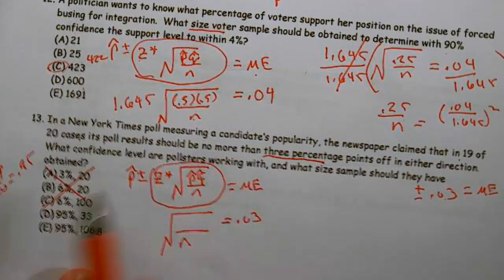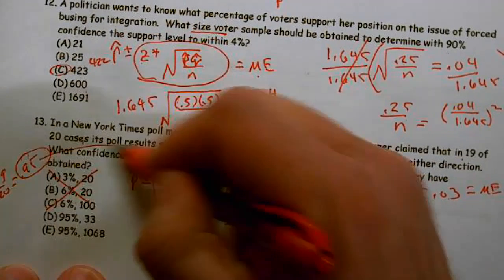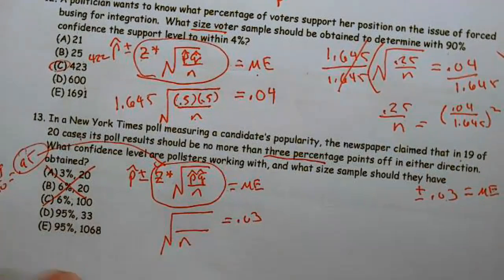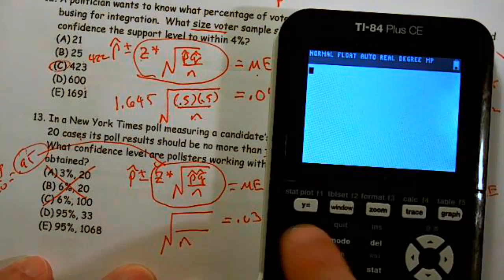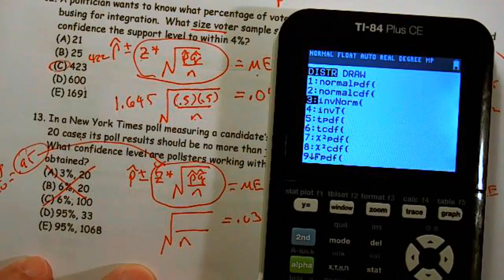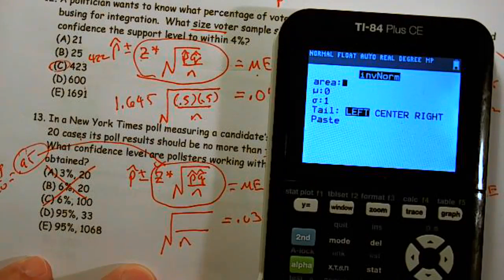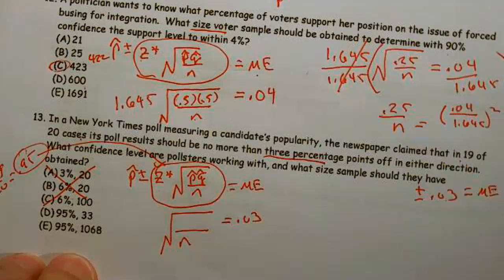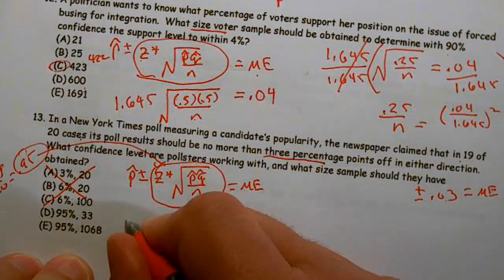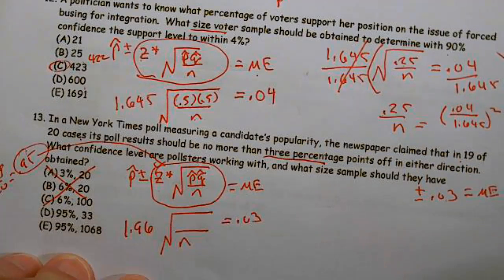They did, very cleverly, tell us that it needs to be a 95% confidence level. So I need to calculate a z star. So second vars, inverse norm, parenthesis 1 minus 0.95, close parenthesis, divided by 2, mean of 0, standard deviation of 1, and I end up getting 1.96. So this is going to be 1.96 as my z star value.